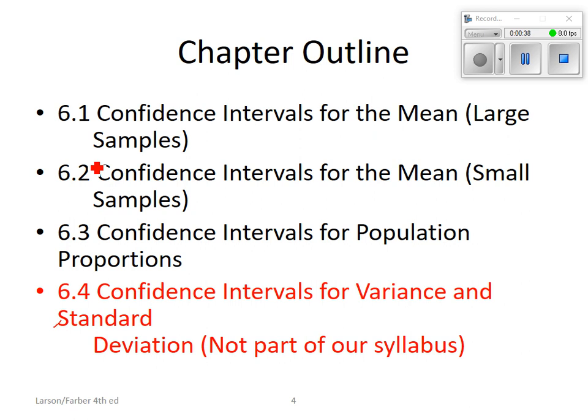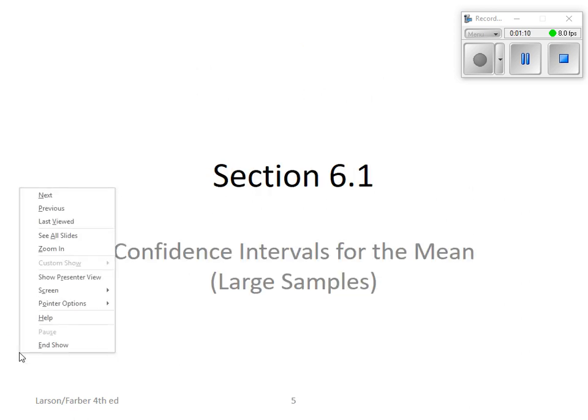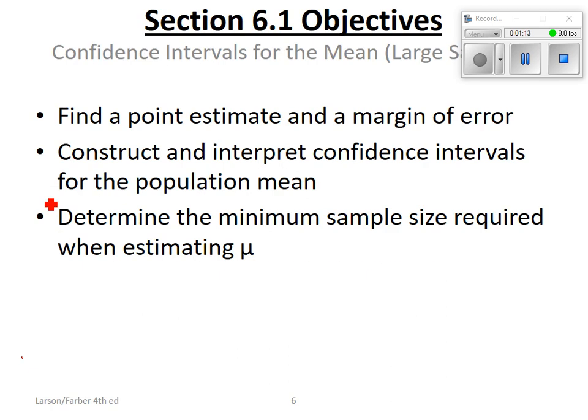Throughout the chapter, we're going to learn about confidence intervals for a mean, confidence interval for a mean for small samples, confidence intervals for a population proportion, which is just percentages, and confidence intervals for variance and standard deviation, which sometimes we get to, sometimes we don't. This year we are going to get to it. That's why it's in red. So confidence interval of a mean for large samples.